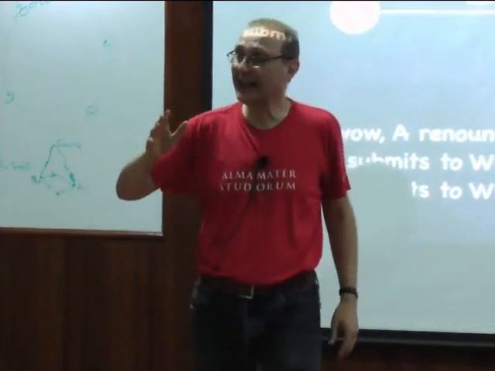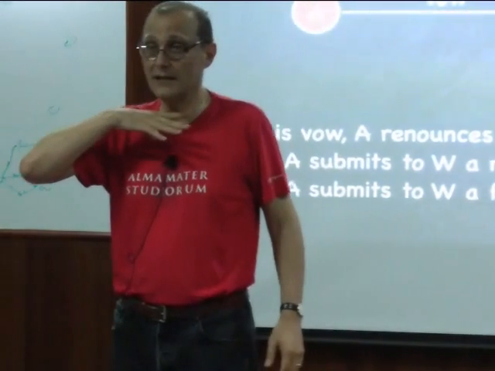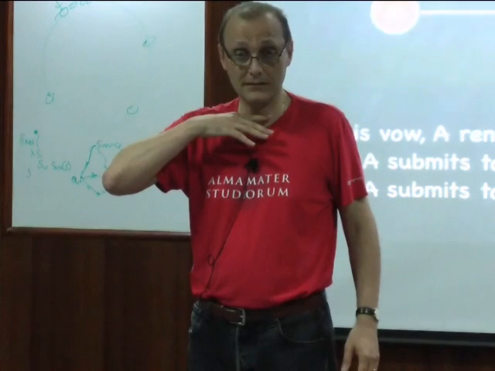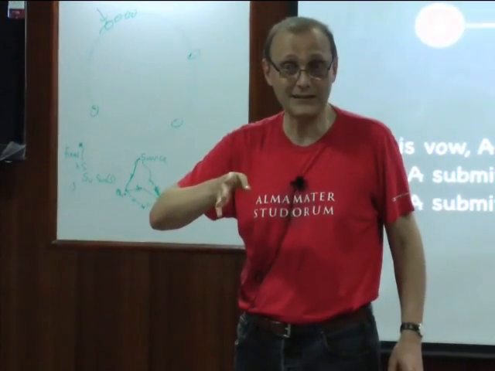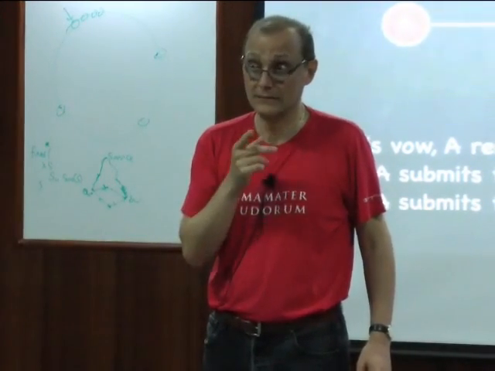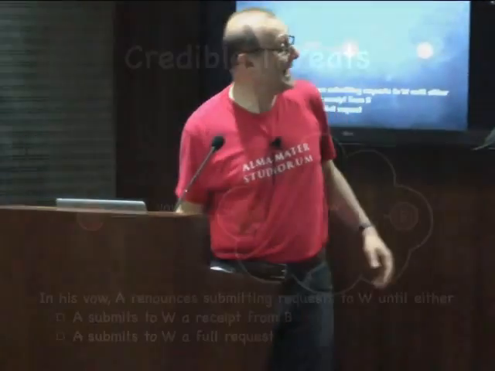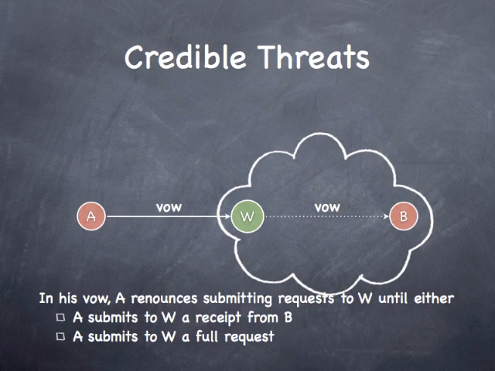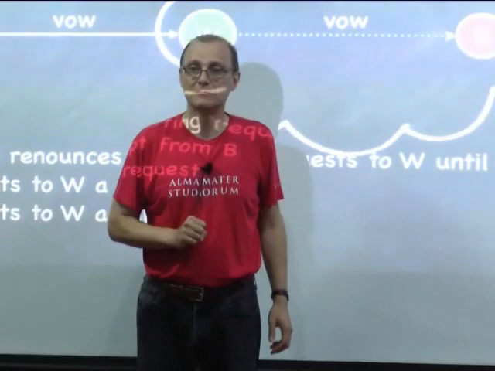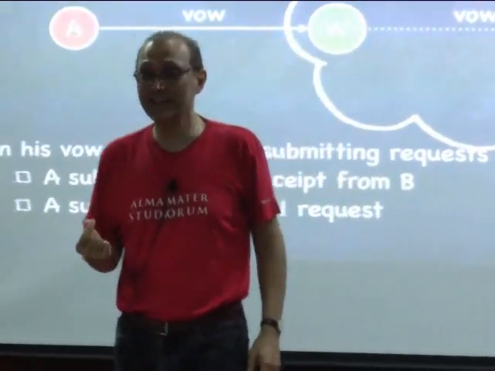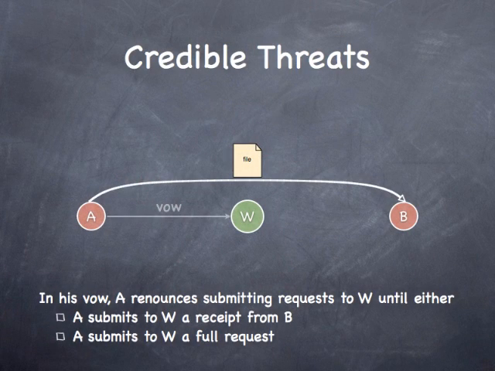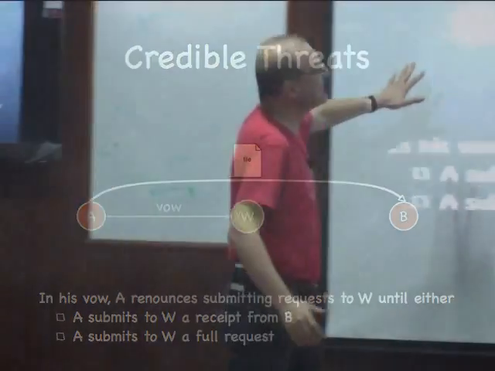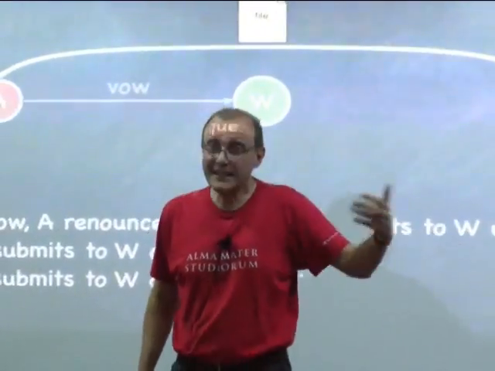So basically, one way to look at this is that A is going to stick his neck out and say, if I don't come to you with a receipt, you can kick me out. After saying this, A has a very strong incentive to come up with a receipt, because otherwise A is off. After that, W is going to inform B that A just made such a vow. So B knows that A is very serious now. Then A, after this vow business, is going to send the file directly to B. And I'm going to claim that B will actually honor that request.